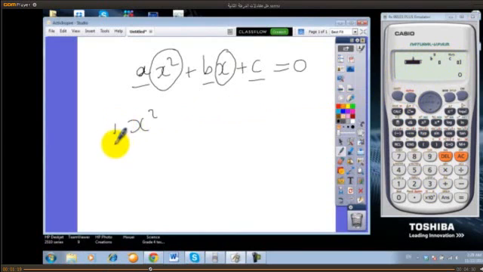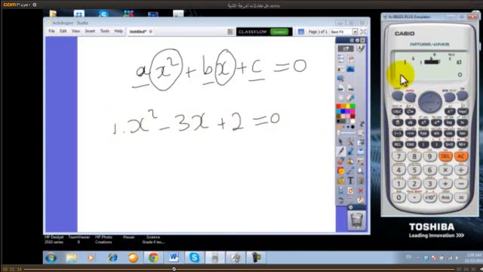Example, x squared, which means that a is equal to 1, minus 3x, so b is negative 3, plus 2 is equal to 0, so c is 2. So instead of a, I'll write 1, then press the equal button. B is negative 3, so negative 3 equal, and c is equal to 2, so 2 equal.